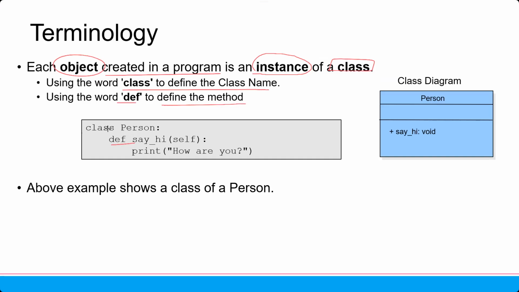So let's make a very simple class. This is the class diagram. I have the class name, this is person. And I have one method, which is say hi. So the above example shows a class of a person. I can define class. I can define the method.